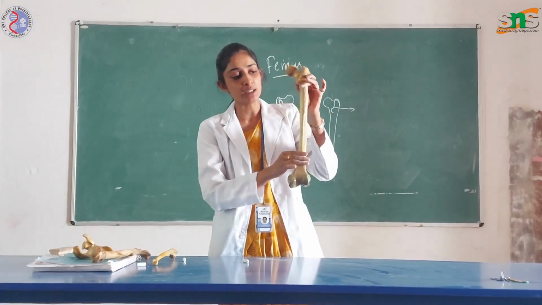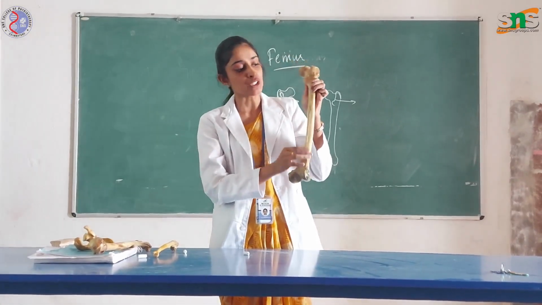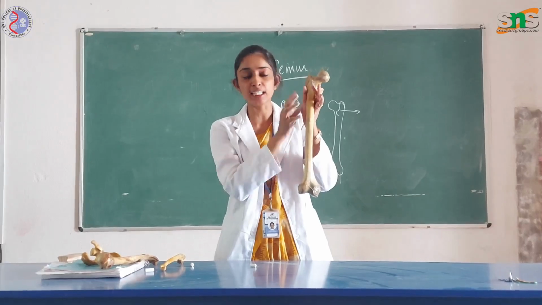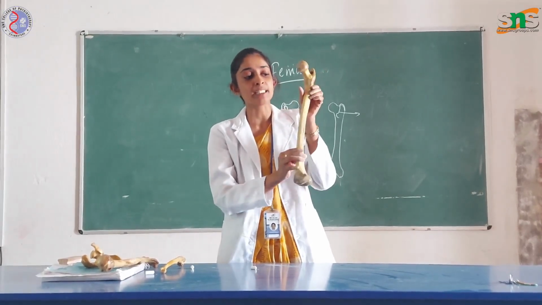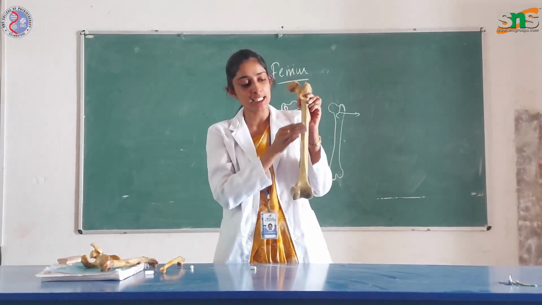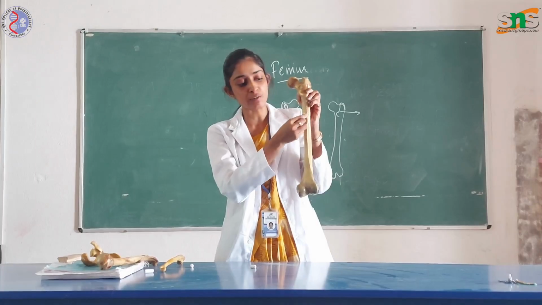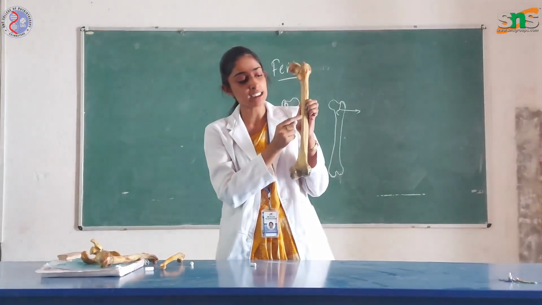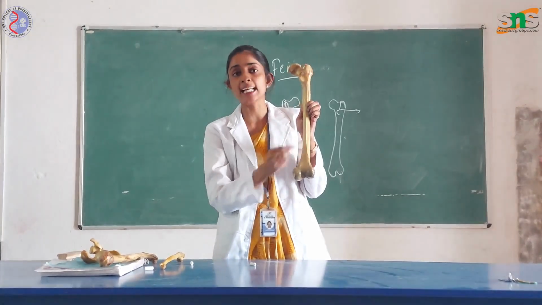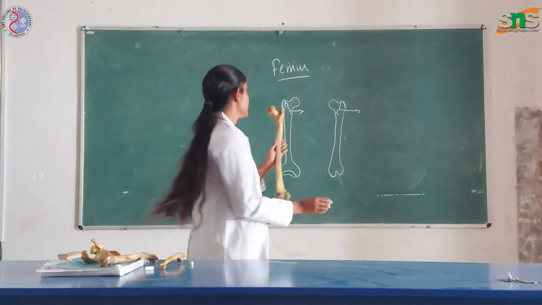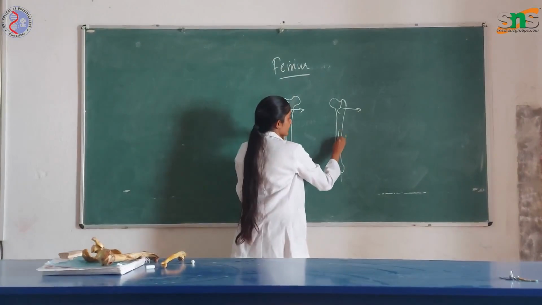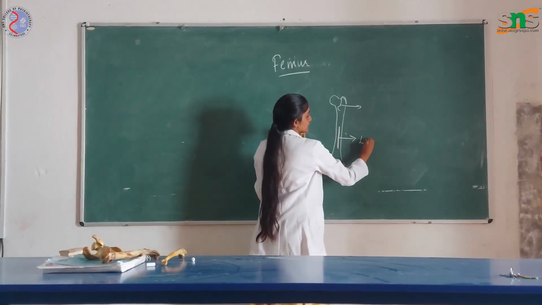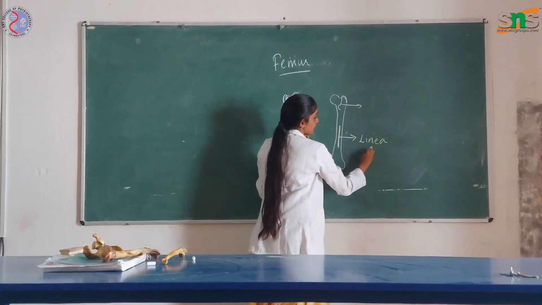Then comes the shaft of the bone. You can see the anterior surface is very smooth. It doesn't contain any rough surface. But the posterior surface is very rough. And over the middle of the bone, you can see a rough or sharp border. This border or line is called the linea aspera. Over the posterior surface, you can see a sharp ridge that is called the linea aspera.